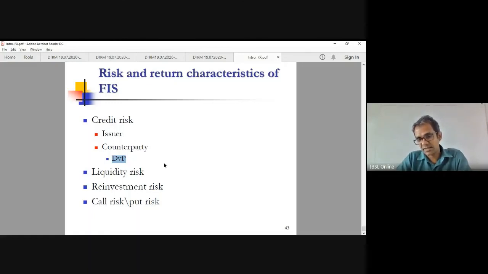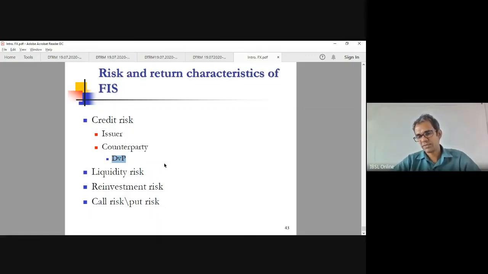The investor will get unnecessary cash flow at an unfavorable time, that means when the interest rate has gone down. That risk is called call risk. The call risk is faced by the investor as he would get the invested amount and some coupons or interest income back at an unnecessary time, especially when interest rates are at a lower level. And the put risk is faced by the issuer.